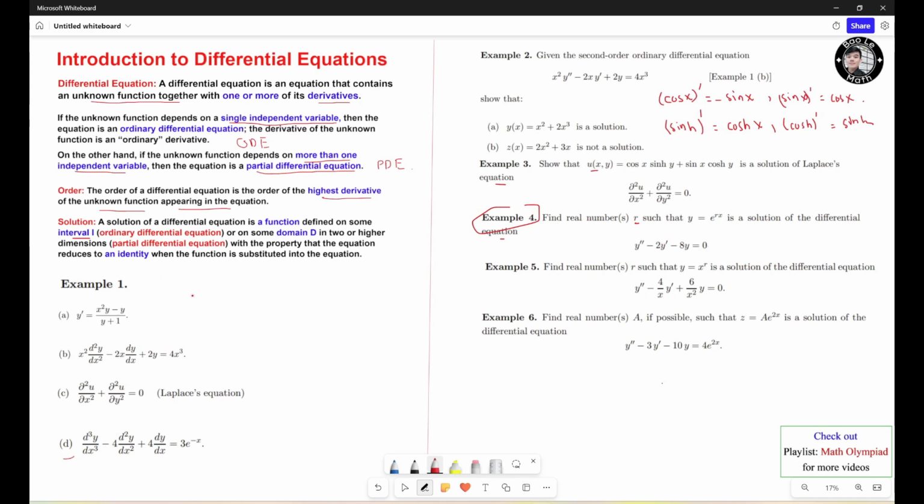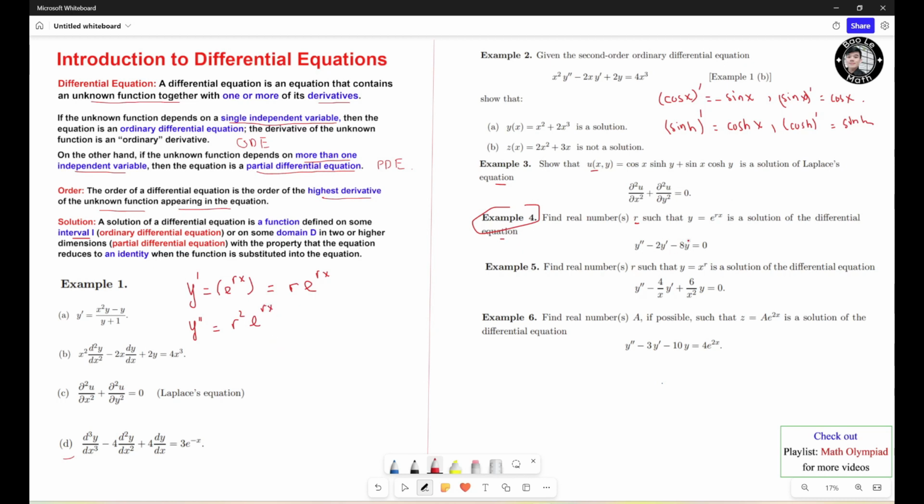Alright, so we need to take the first derivative of this one. So y prime equals e to the r times s, the derivative is r e to the r times s. Now y double prime is going to be, take the derivative of this one, it's going to be r squared e to the r times s.